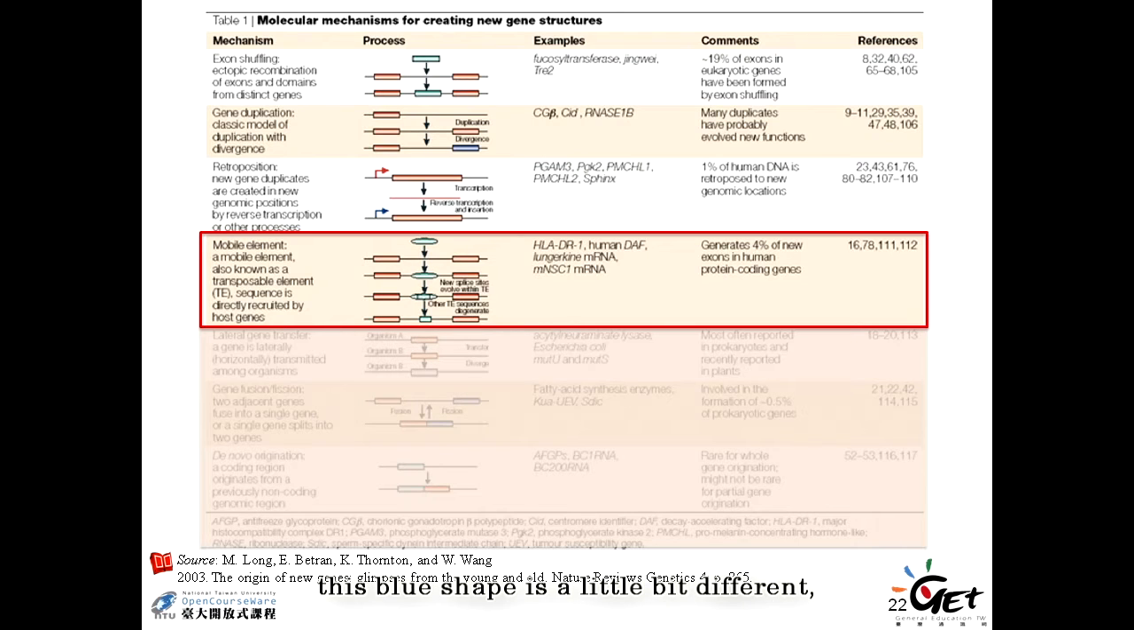This blue, now the shape is a little bit different, indicates a transposable element. So a transposable element randomly inserts into the genome, and this is the case. You can see it inserted in between two exons and be recruited, be part of the gene. And so the transposable element in the end is transcribed and translated, becoming part of the protein.